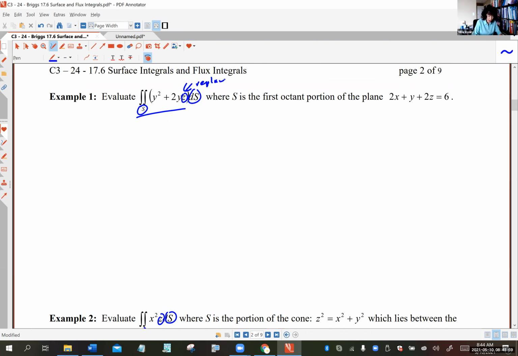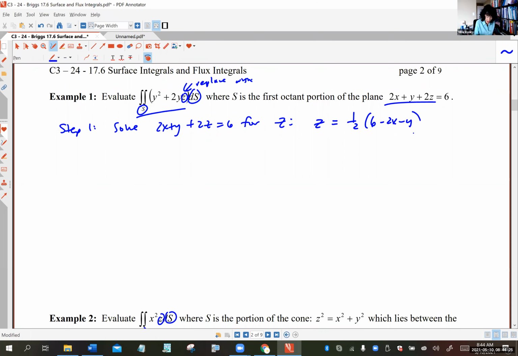Replace it with what? Well, for this problem, example 1, they didn't even give you the surface equation solved for z. So you're going to have to do that as step 1. Step 1: solve this plane equation, 2x plus y plus 2z equals 6, for z. That's pretty easy. You've done something like that before. When I do that, I get z equals a half, 6 minus 2x minus y. So when we replace this z, we will replace it with 1/2 (6 minus 2x minus y) before we integrate.